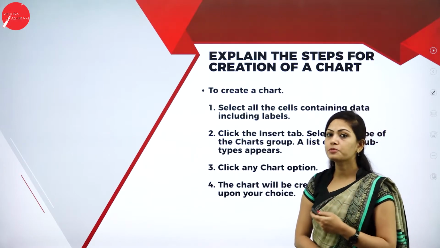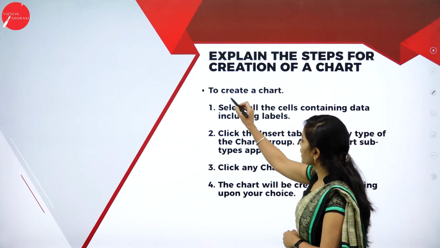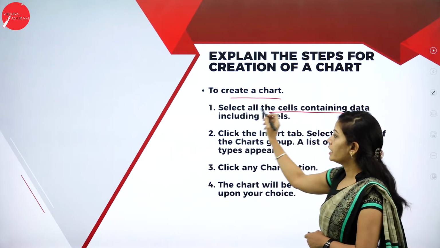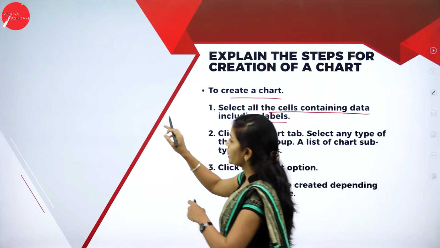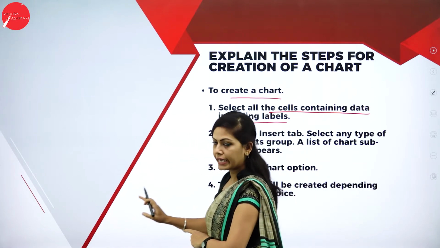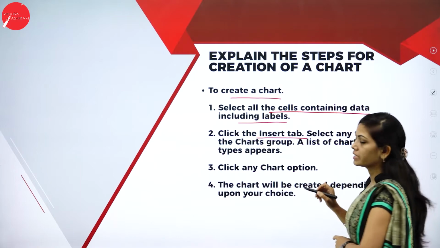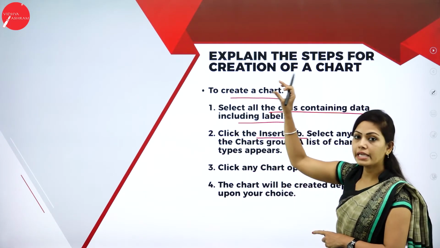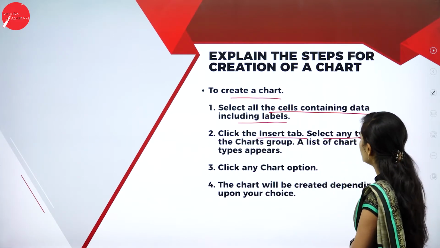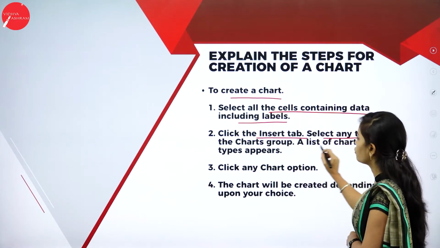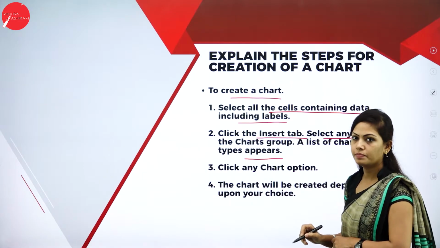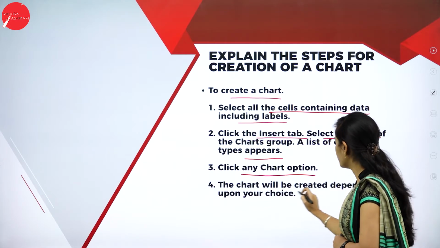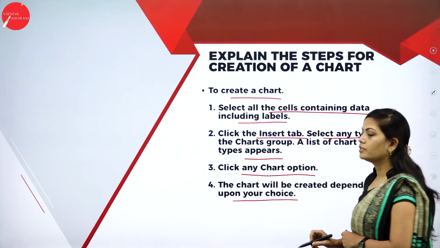And what are the steps to create a chart? To create a chart, you just select all the cells containing data including labels. First, you need to select the entire data and click the Insert tab. Select any type of the charts group. A list of chart types appears, and click any chart option and the chart will be created depending upon your choice.